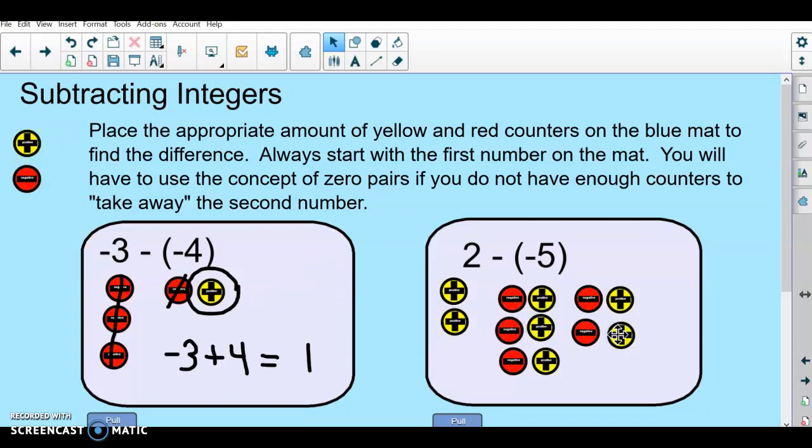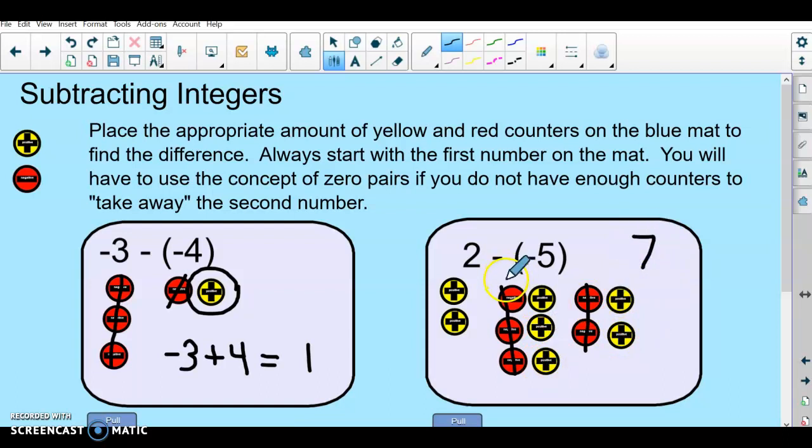Now, are there 5 negatives to take away? Yes. Did we change the value of our starting number on the mat? This is 0, this is 0, this is 0, this is 0, this is 0. What am I left with? 2. We did not change anything. Now I'm going to take away those numbers. So I'm going to take away 5 negatives. And what does that leave me with? 1, 2, 3, 4, 5, 6, 7 positives.